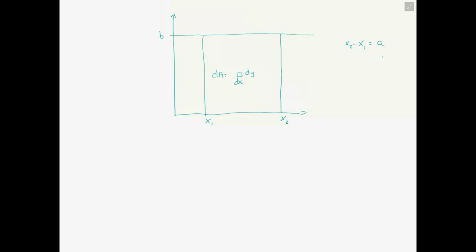We set up our differential areas, dA equals dx dy, and we sum them up in the y direction, and then we sum them up in the x direction. So the area is equal to our first and second integrals, y equals 0, the x-axis, to y equals b, dy, and x1 and x2 is our second set of limits in our integrations.